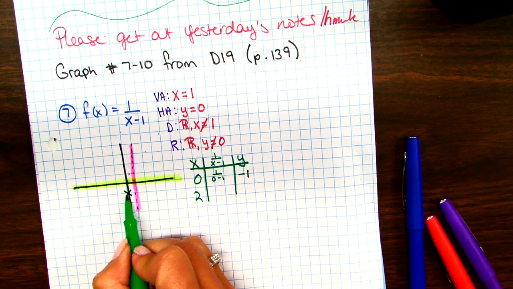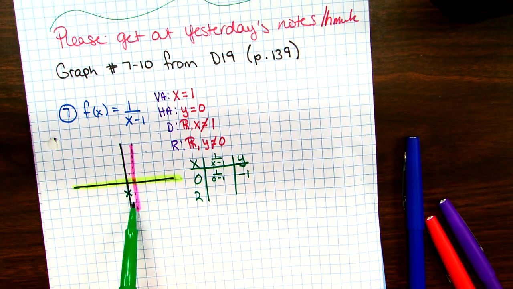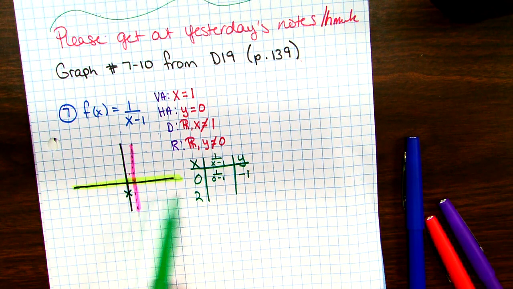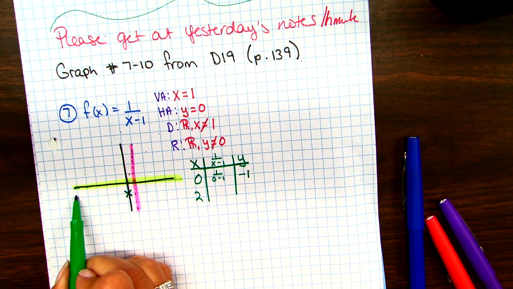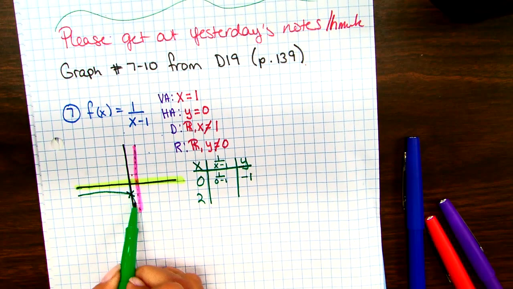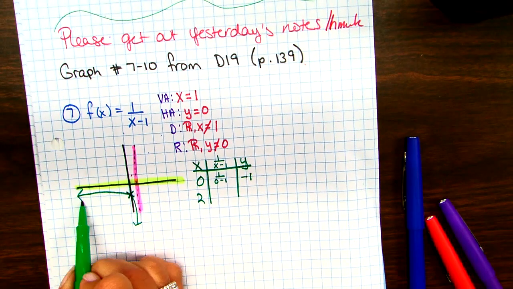That's right here. Do you guys see that it's to the left of the pink, which we knew it would be because we picked it, and below the yellow? That's all we need to sketch the branch that goes in that quadrant.